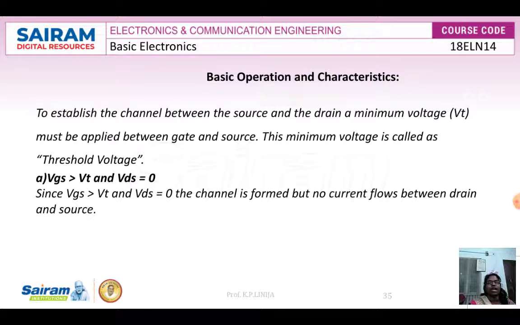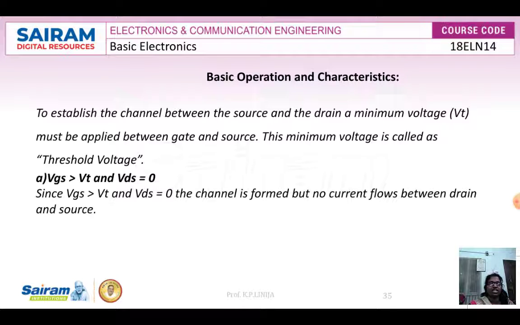I told you that the channel formation happens first. In order to establish the channel between the source and the drain, a minimum voltage should be applied between the gate and the source. That minimum voltage is called the threshold voltage, and it is represented by Vt. So in the basic operation, the first thing is channel formation, and for that we need to apply some gate source voltage. Here three conditions exist.